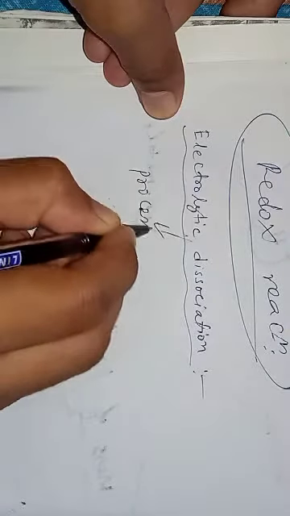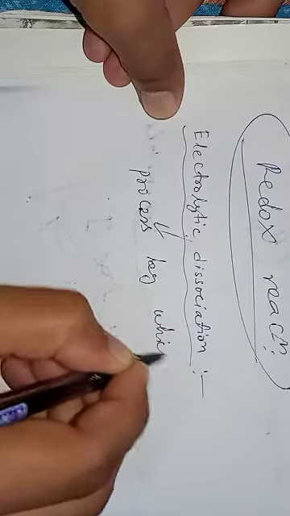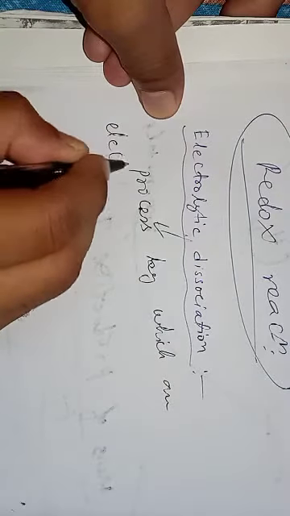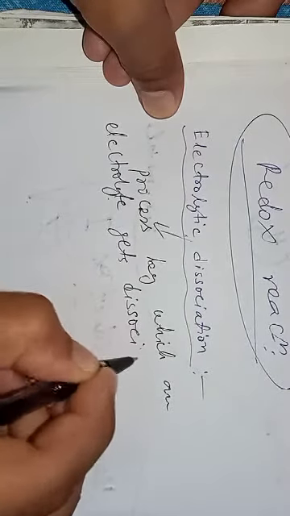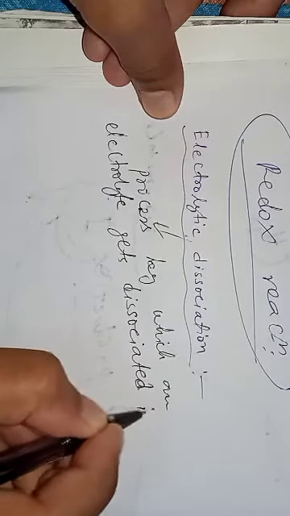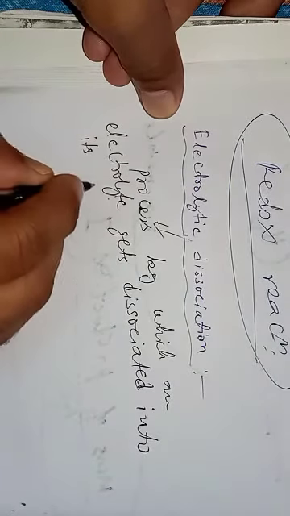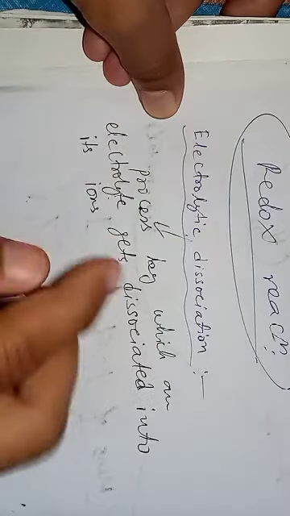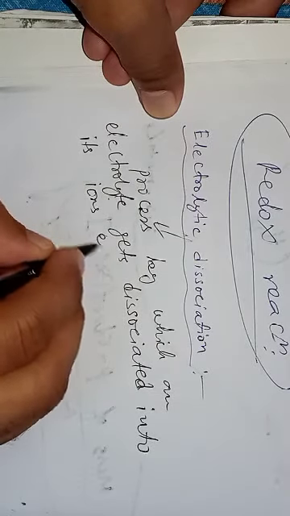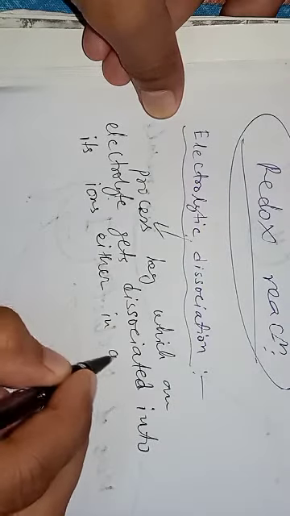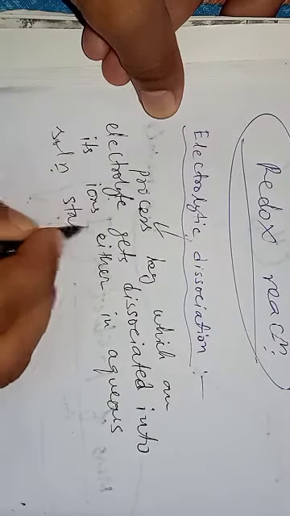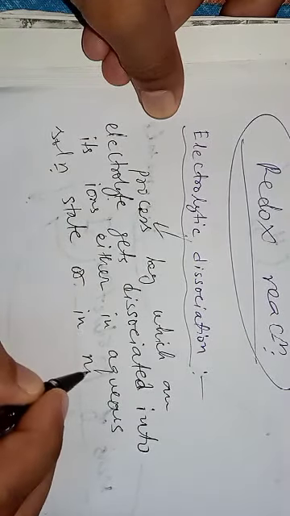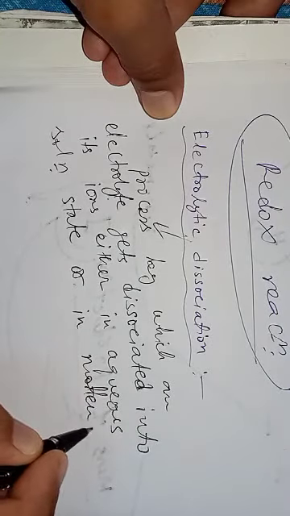Electrolytic dissociation is a process by which an electrolyte gets dissociated into its constituent ions, cations and anions, either in aqueous solution state or in molten state. Okay, what does this mean?